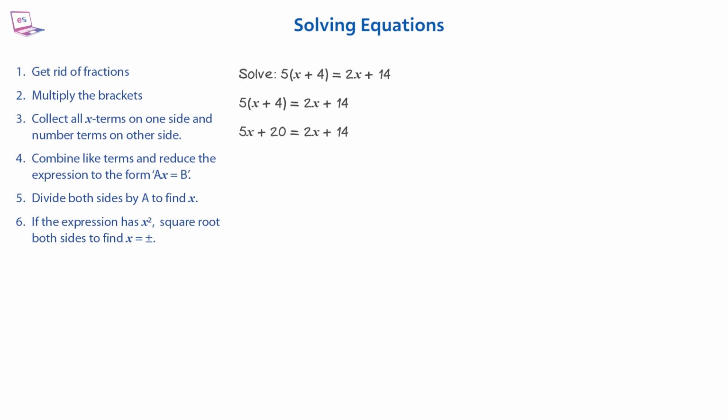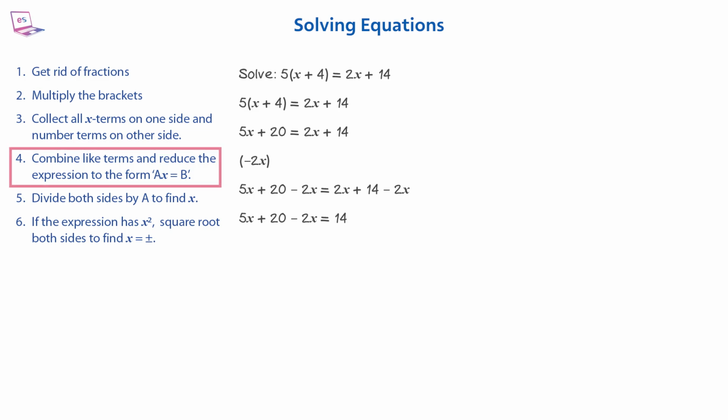Next, let's move to step 3 by collecting all x terms on one side and number terms on the other side. To remove the 2x on the other side, you need to subtract 2x from both sides. After subtracting 2x, we get 5x plus 20 minus 2x equals 14, and all the x terms are on the left side. Next, let's combine the like terms and reduce the expression to the form ax equals b. 5x minus 2x plus 20 equals 14, which, when simplified, we get 3x plus 20 equals 14.